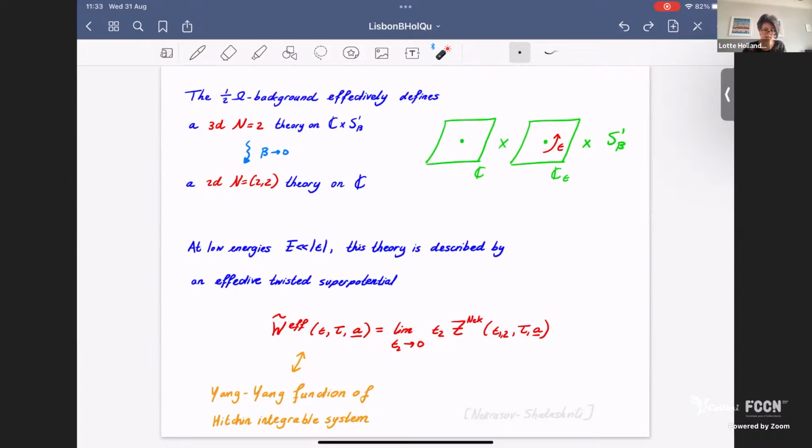And at low energies, that means that this theory will be described by an effective twisted superpotential. This effective twisted superpotential is basically a limit of the Nekrasov partition function that we've defined before. And in terms of the quantum integrable system, this will correspond to a so-called Yang-Yang function. So this is all predicted by the work of Nekrasov and Shatashvili.